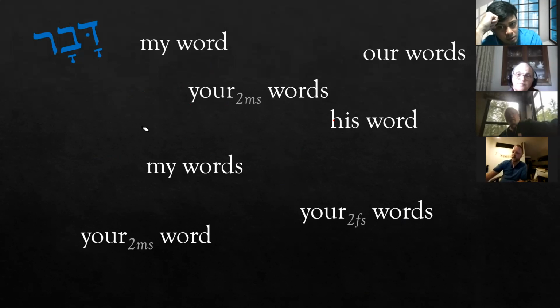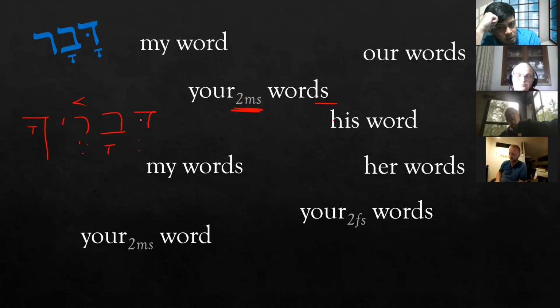Your words with masculine singular, and words is plural, so it's like dvarim, we have the yod. How do we get that masculine singular? The singular is cha. Oh, sorry. Dvarecha. Yep. Dvarecha, accent here. Her words. Her words and your words sound the same: devarecha and devareha. Devareha, her words.